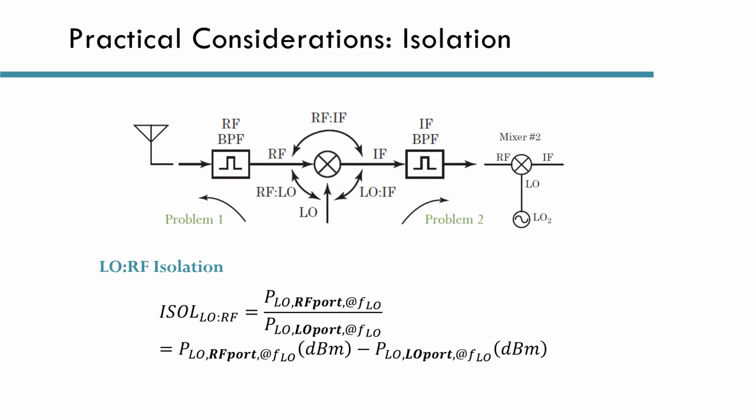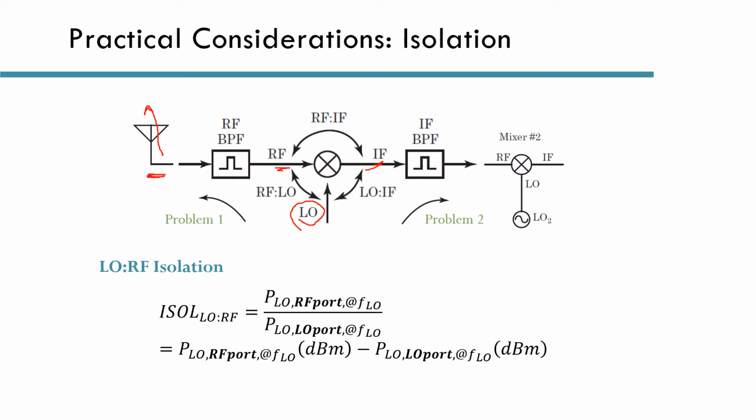Another thing we need to consider is leakage between the mixer ports. So, for example, if we apply a local oscillator signal at the LO port, some of this signal will leak and appear as FLO at both the IF and RF ports, and without any frequency translation. This is important because we will have an antenna here, and we don't want the high power LO signal to radiate through the antenna and interfere with other receivers.